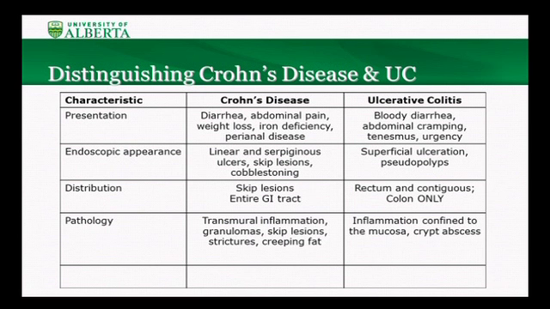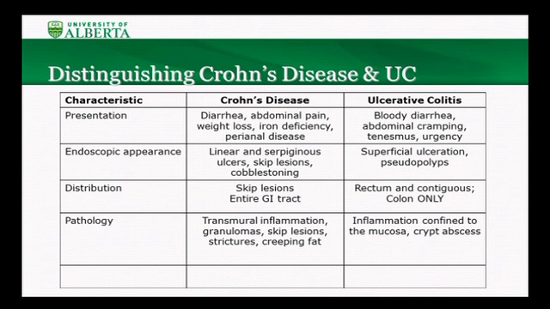And then there's sometimes cobblestoning. You can get this appearance almost like cobblestones, like the streets, but it's sometimes hard to distinguish this from pseudopolyps. The distribution, the skip lesions, and remember it can affect anywhere from your gums to your bum. And ulcerative colitis starts in the rectum, it's contiguous, and it affects the colon only. There are some cases where you can have a little bit of your ileum, what do you call that? Backwash ileitis, yes. But you can usually distinguish this.